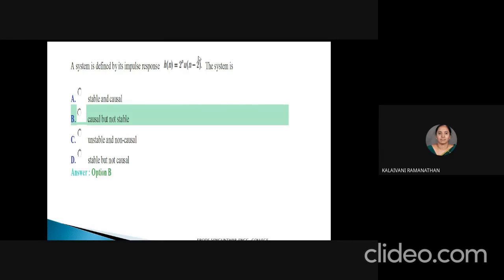Since you have n minus 2, the system depends only on the past samples. So the given system is a causal but not stable system. So in this way, you have to conclude whether the given system is causal or stable.